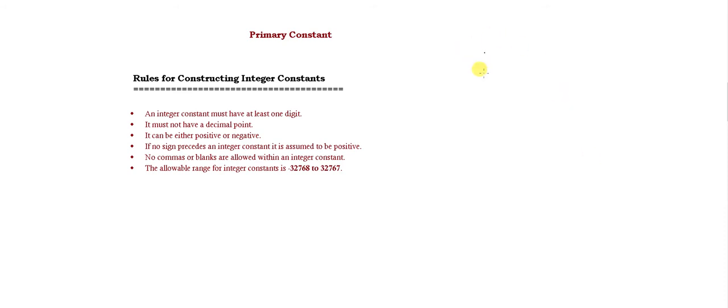If I'm not writing anything and I tell you I've written an integer, where is it? There is no integer available here, because at least one digit is required, like 4 is a digit. So that's the very basic rule. It must not have a decimal point. There should not be any decimal point. Like 2.3 is not an integer. It's a real or double.